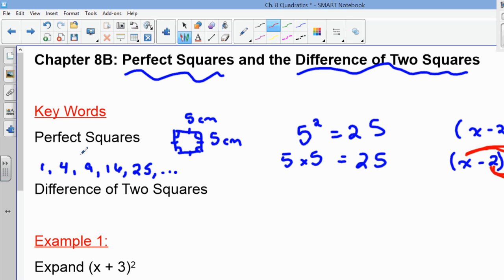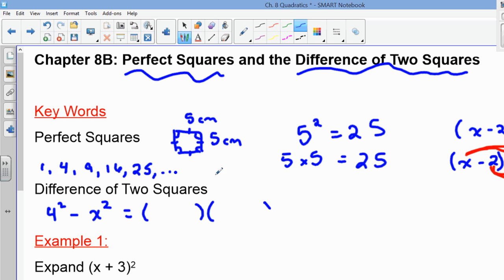Then you also have the difference of two squares. For example, if I took a perfect square like 4 squared, and I subtracted another perfect square, let's say I'll just use x for that. So what I'm saying here is 4 squared minus x squared.